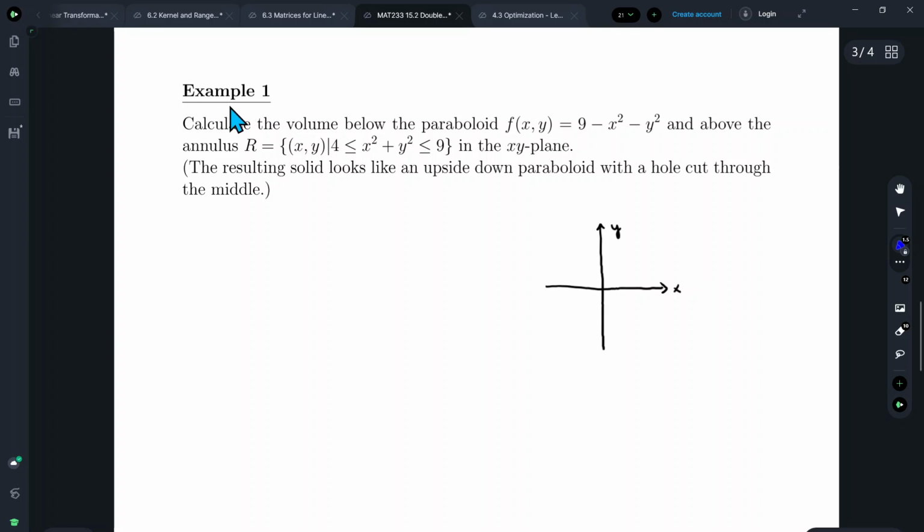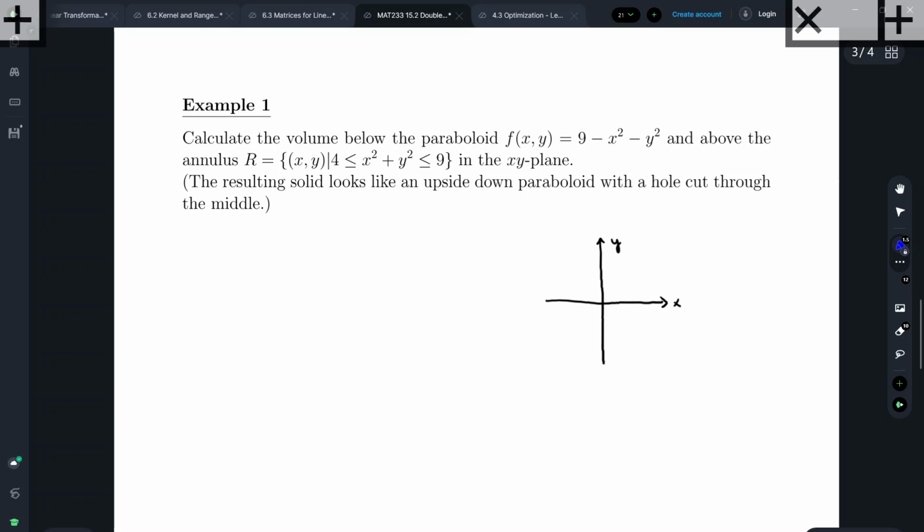Okay, so let's take a look at example 1. Here we're asked to calculate the volume below the paraboloid, 9 minus x squared minus y squared, and above the annulus, where x squared plus y squared is between 4 and 9. First of all, this function can be written as 9 minus (x squared plus y squared), like this.